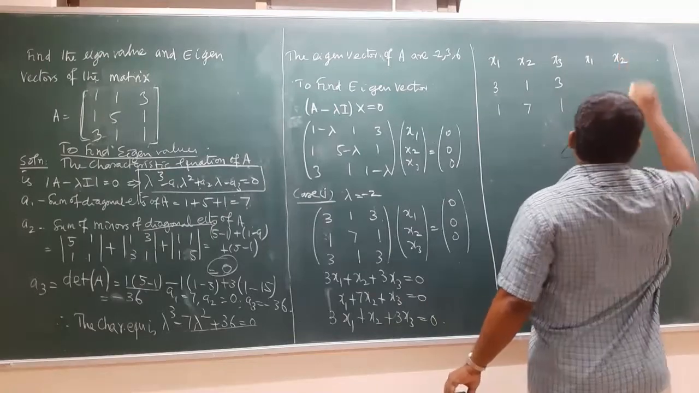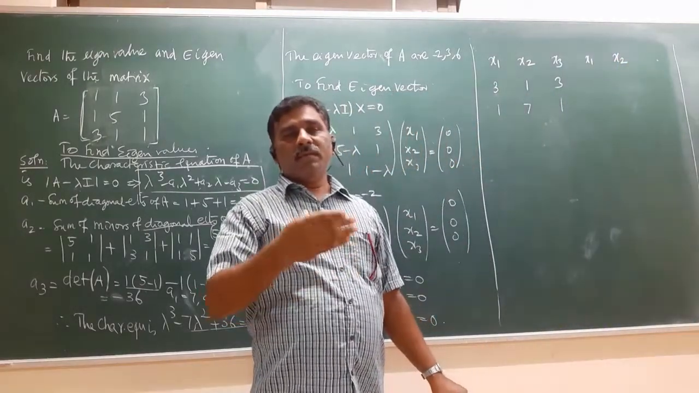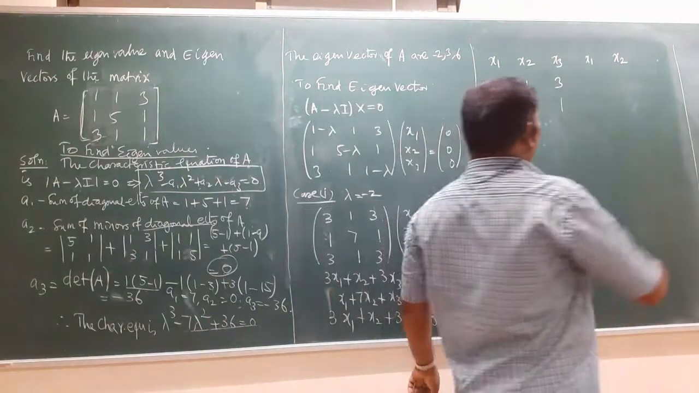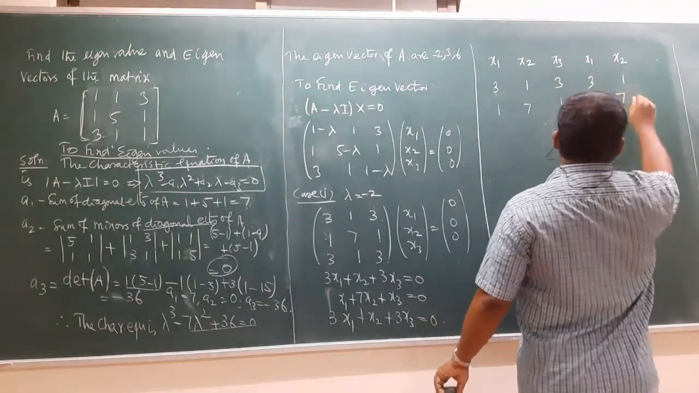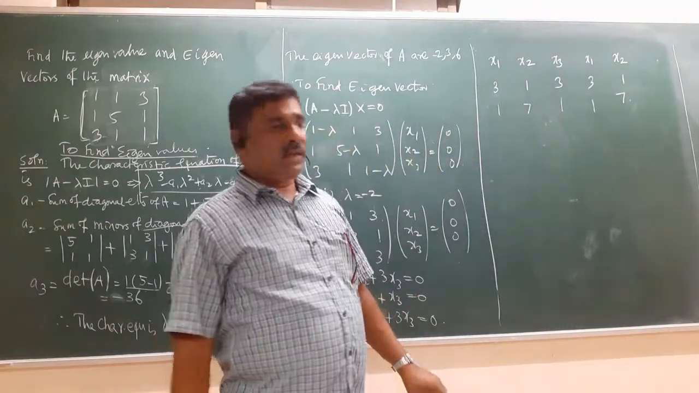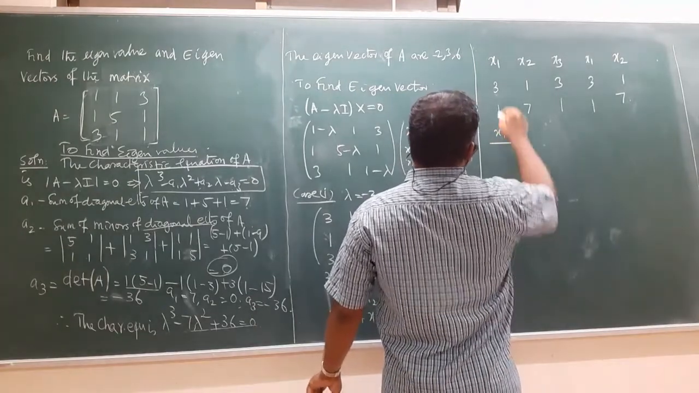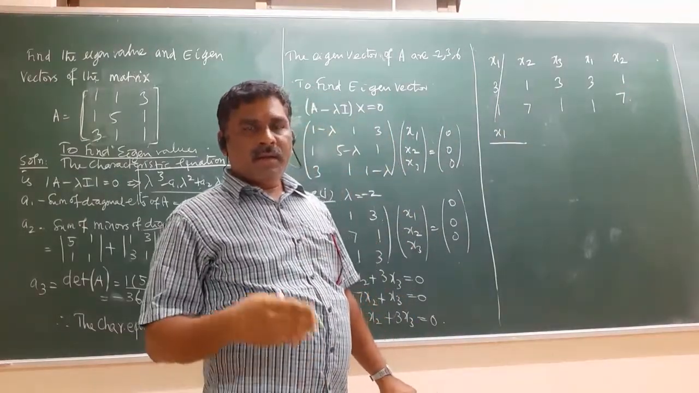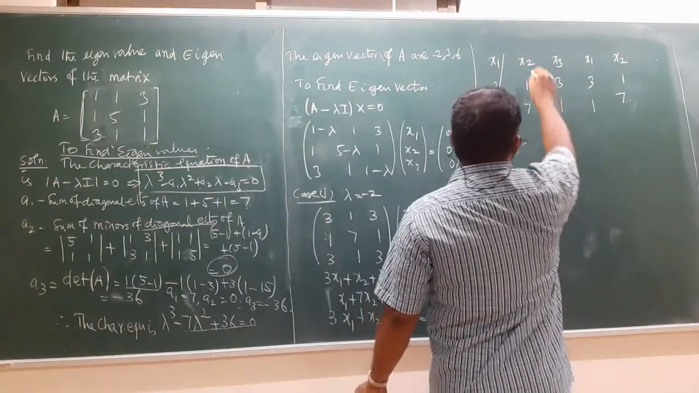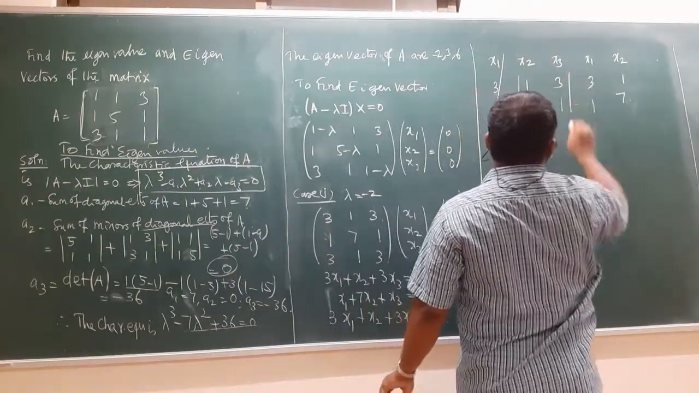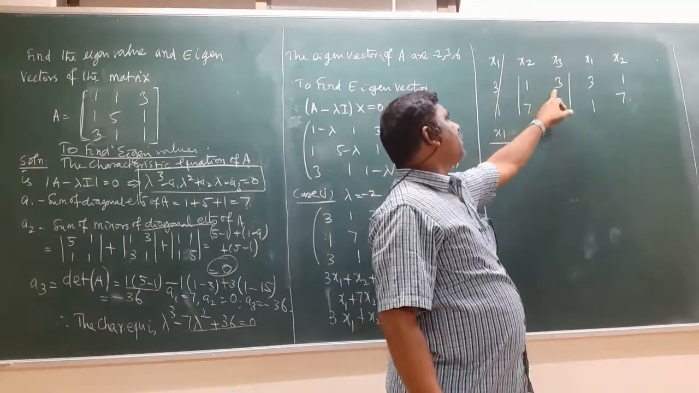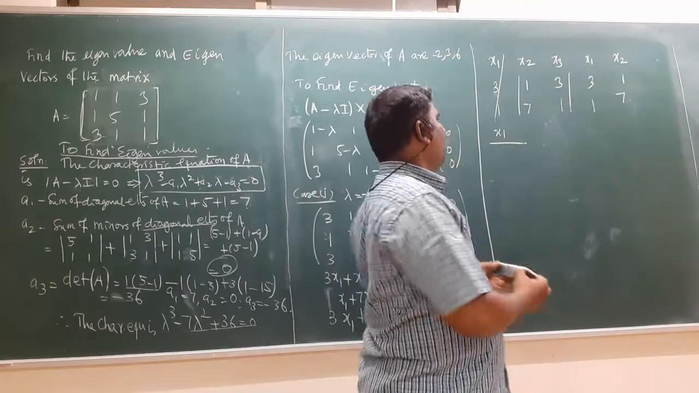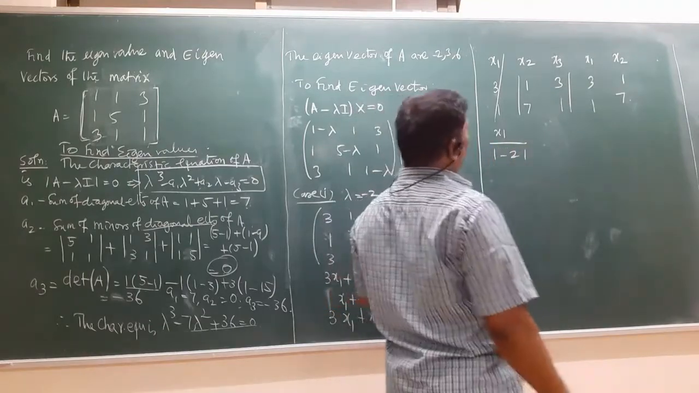Next we write x1, x2, x3. You have to write 5 columns, 5 values: x1, x2, x3, and once again x1, x2. So what are the respective values? 3, 1, 3, 1, 7, 1. How to find x1, x2, x3? For x1, leave the respective column and then take the next two values, which are for x2, x3. You find the determinant of this 2 by 2 matrix. The determinant of the 2 by 2 matrix is 1 minus 21.